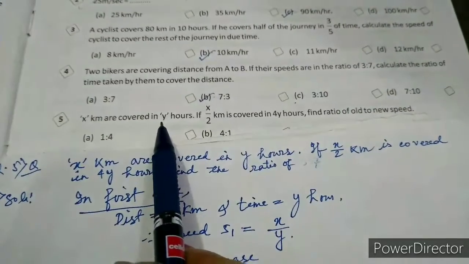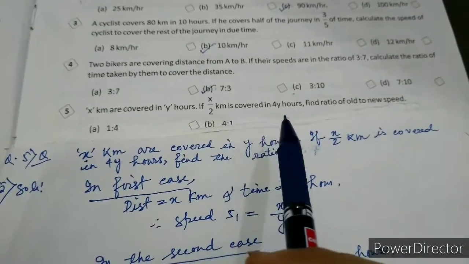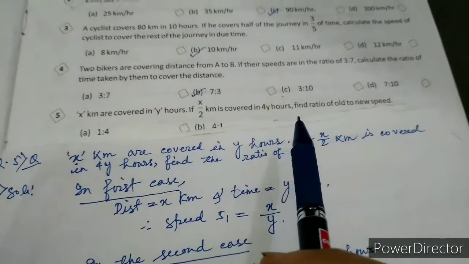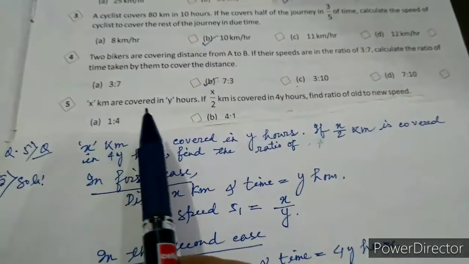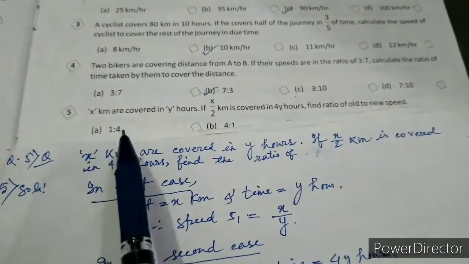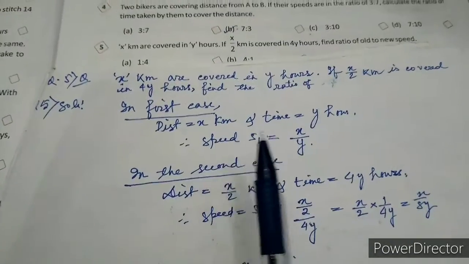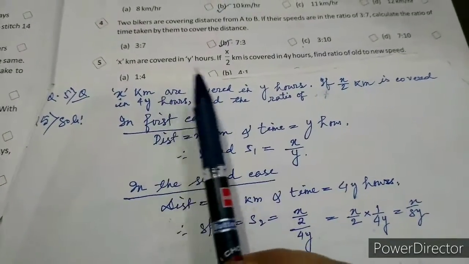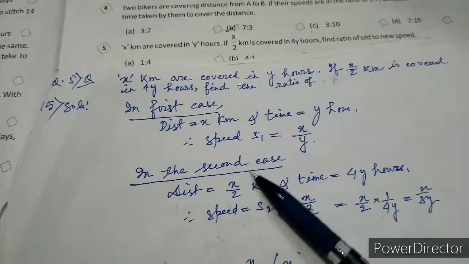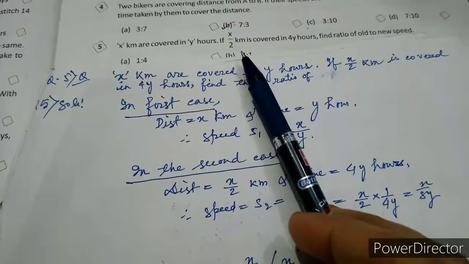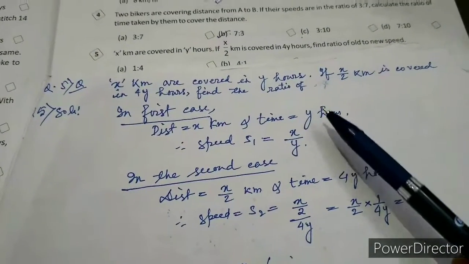X kilometers are covered in y hours. If x by 2 kilometers is covered in 4y hours, find the ratio of old to new speed. It is said that x kilometers is covered in y hours. That means in the first case, distance is x kilometers and time is y hours, because in y hours it has completed x kilometers. And in the second case, distance is x by 2, because it is said that x by 2 kilometers is covered in 4 hours. So time is 4y hours.